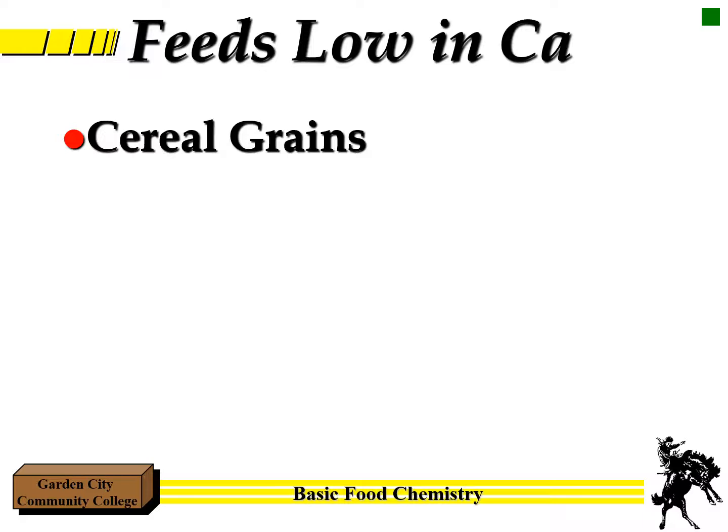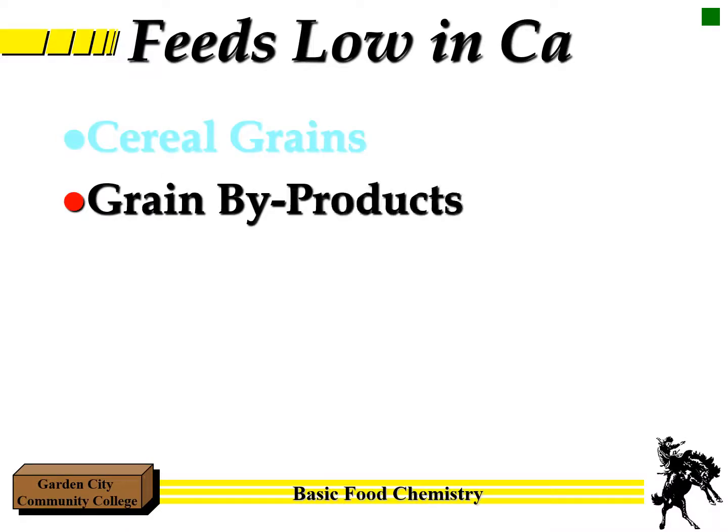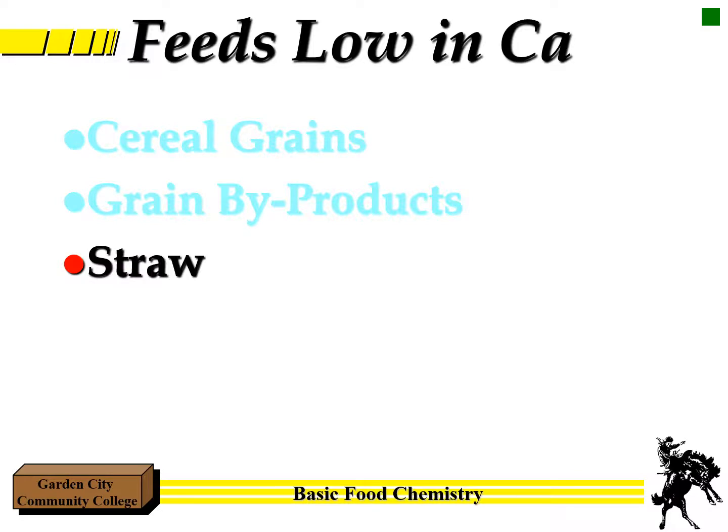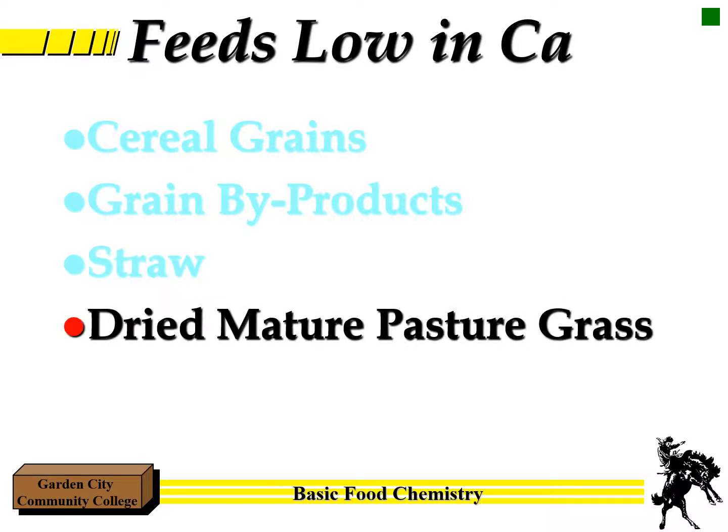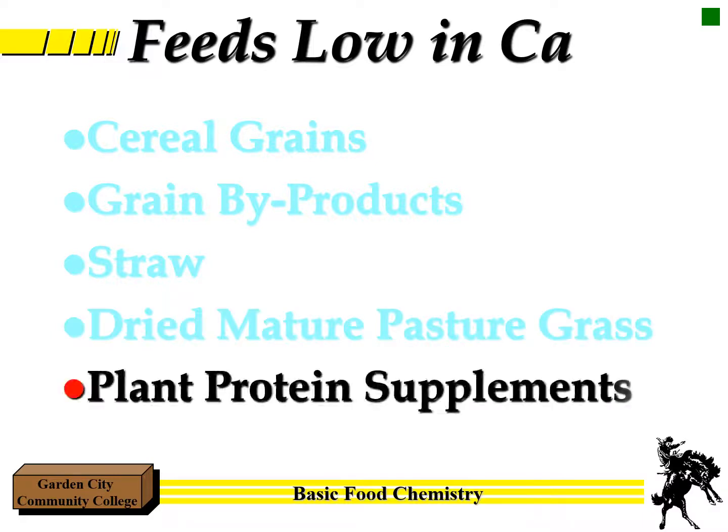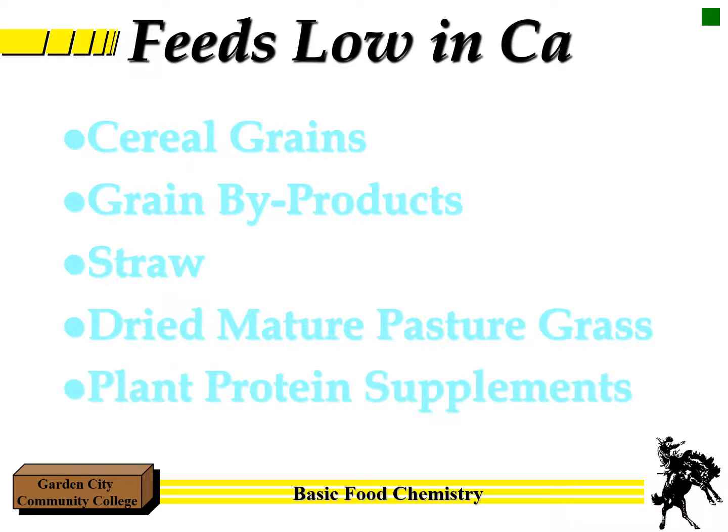So here are some feeds that are low in calcium. We saw just a little bit ago, and you'll see the cereal grains pop their face up again when you see feeds that are high in phosphorus. So your cereal grains, any of those whole grains, are going to be really low in calcium. They just don't have a lot. Any grain byproducts, so when they feed distillers grains to cattle, again, not going to have a ton of calcium in them. Things like wheat straw or grass straw are pretty low. Dried, mature pasture grass, pretty low in calcium. And any plant protein supplement is not going to contain a lot of calcium as well.